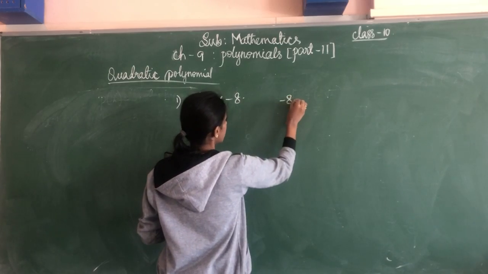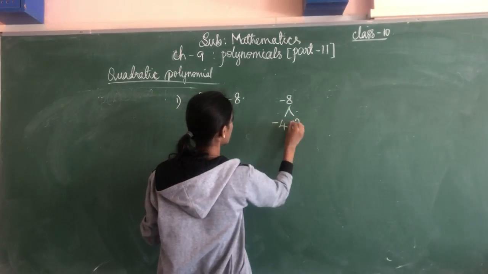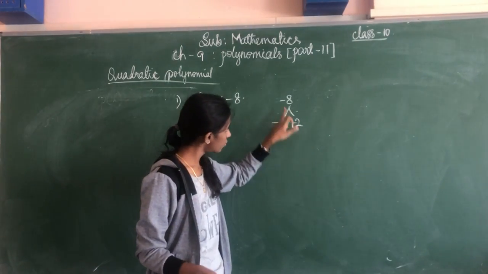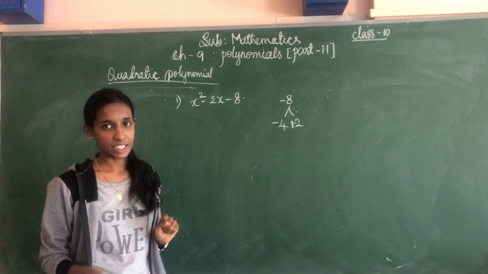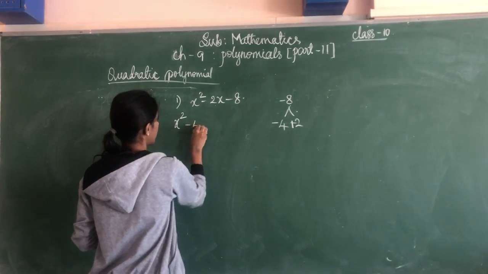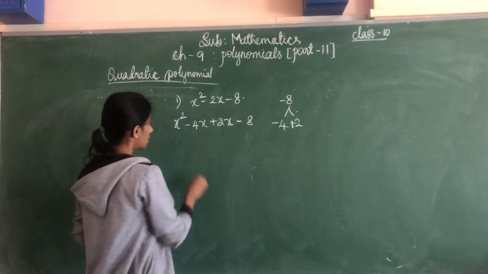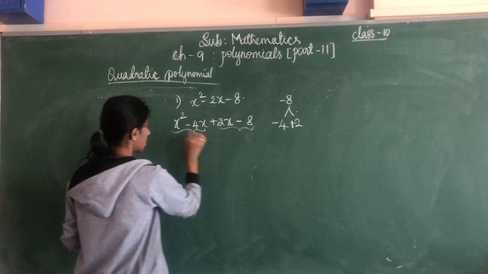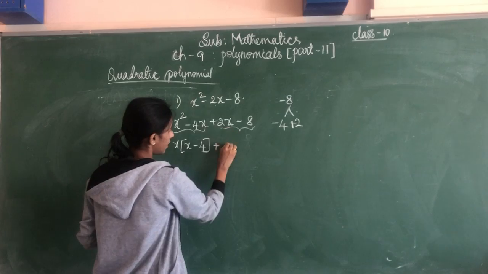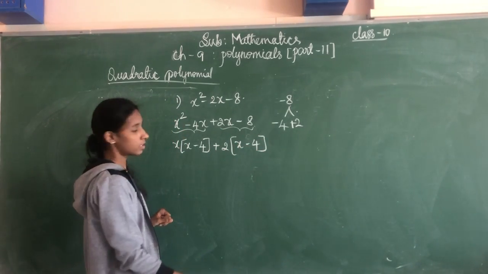Last term is minus 8. So 4 twos are 8, isn't it? So minus 4 plus 2. Minus 4 plus 2 is minus 2 and minus 4 into plus 2 is minus 8. Both the conditions are satisfied. Now, minus 2x can be written as minus 4x plus 2x. Now, take these two terms. Which is the common? X is the common. So, remaining is x minus 4. Here, if I take 2 as common, x minus 4.